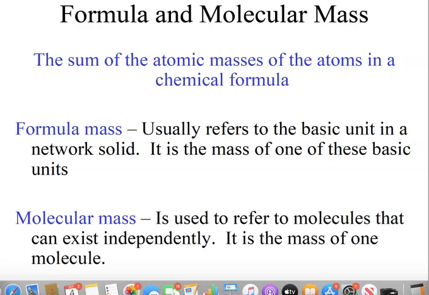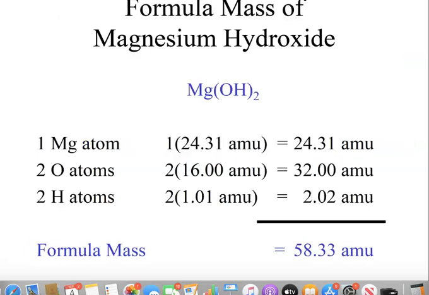Molecular mass is used to refer to molecules that exist independently. These are covalent compounds. So molecular mass is the mass of one molecule. Now, I've called this molar mass. It's more general, but on the AP exam, they could ask you one or the other specifically, and they're both done the same way. So how are they done?